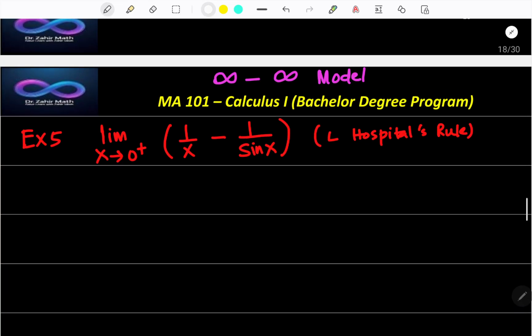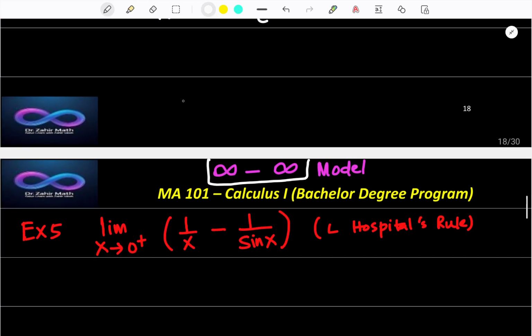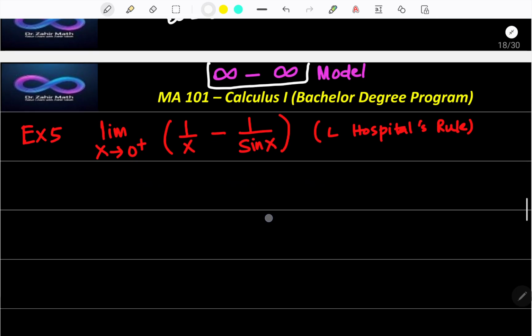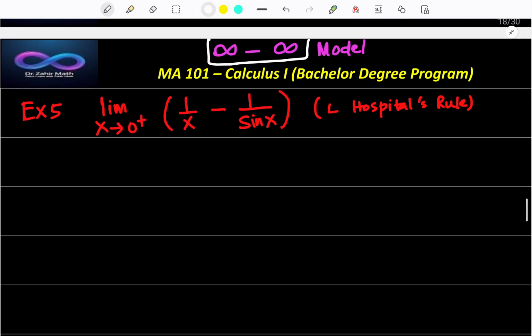Right, let's go to the next one. Infinity minus infinity model. If you get infinity minus infinity, keep in your mind, make it a single fraction and then apply the rule. These are all some shortcuts you need to remember. Right. So let me start now. If you put 0, 1 by 0. If you put sine 0, sine 0. So 1 by 0 minus 1 by 0.